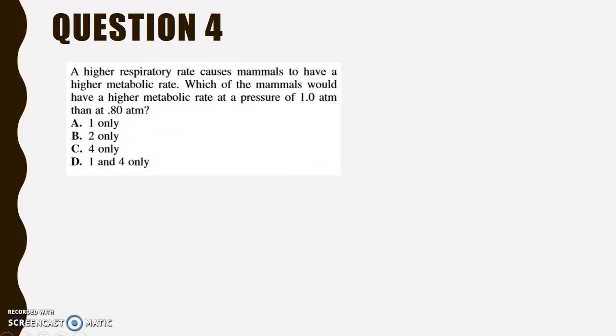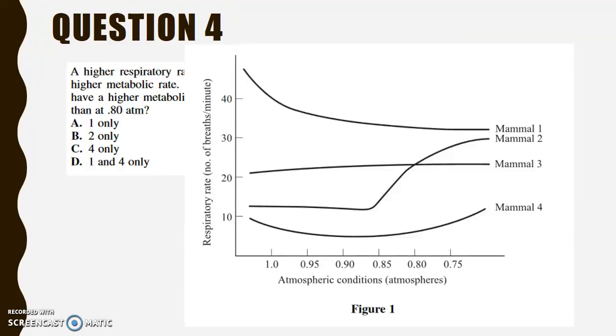Question 4. A higher respiratory rate causes mammals to have a higher metabolic rate. Which of the mammals would have a higher metabolic rate at a pressure of 1 atmosphere than at 0.8 atmospheres? This is a pattern question. It's asking you to compare two mammals at two different pressures. I'm looking for respiratory rates that are higher at 1 atmosphere than they are at 0.8 atmospheres.